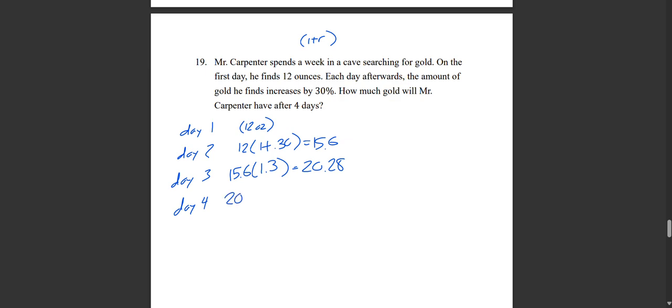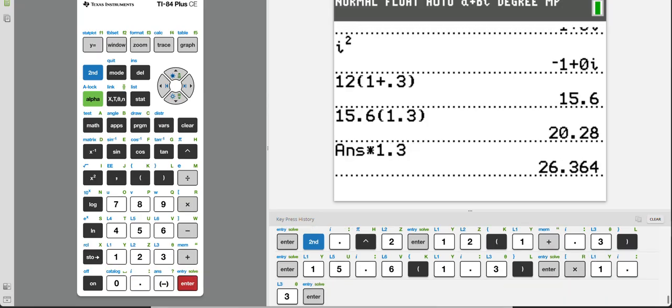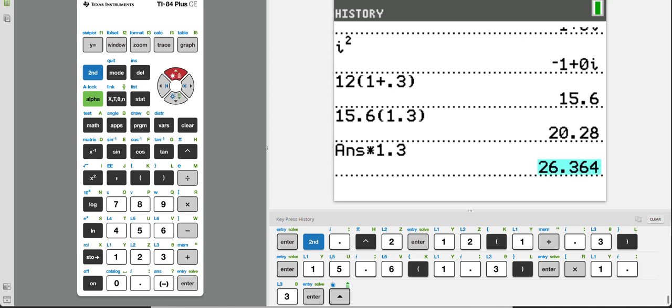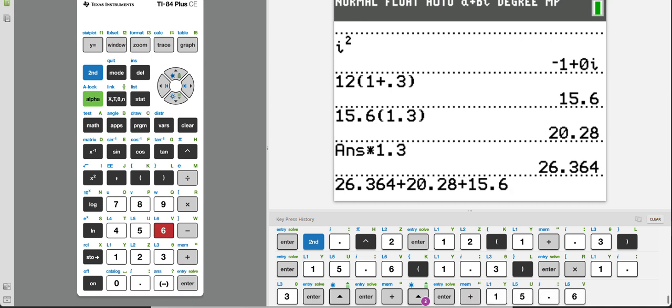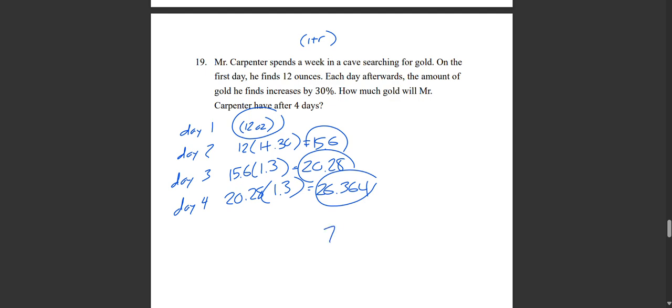And then on day 4, I'm going to find 30% more gold than that. So it's the same idea. 26.364. And then, so I found that much gold day 4, that much day 3, that much day 2, and this much day 1. So it's just a simple addition of all 4 of those. So this much, plus that much, plus that much, plus 12, and I have 74.244 ounces of gold.